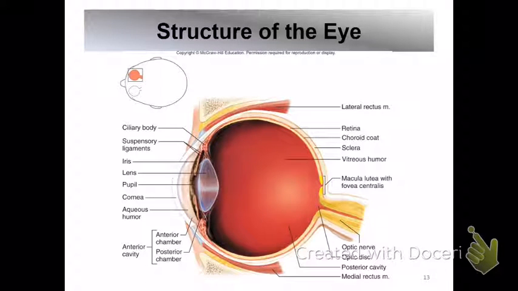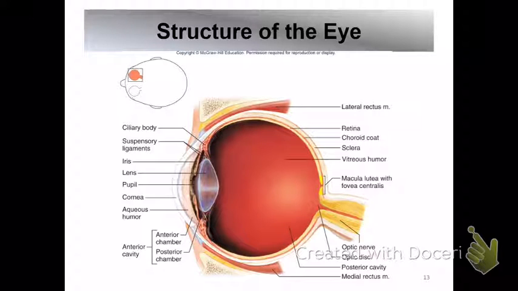Okay, you want to know this picture. You may see this picture again on the final. So take a look at it, slow down, go through all the parts. Okay, the sclera, that's the white outer layer of the eye. Highlight that. You want to know it. It's on the test.